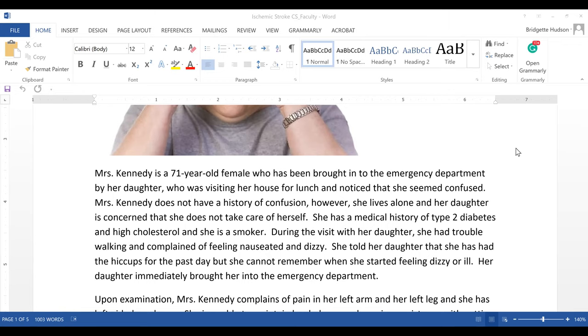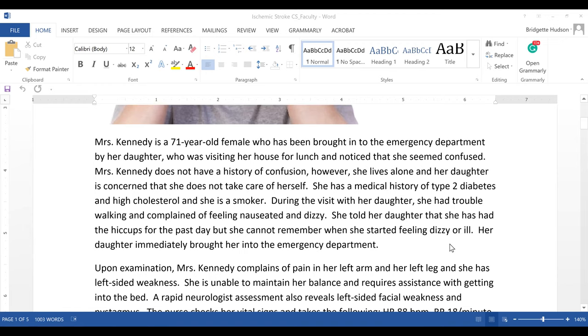During the visit, she had trouble walking. She complained of feeling nauseated and dizzy. That's a problem. She told her daughter that she has had the hiccups for the past few days, but cannot remember when she started feeling dizzy or ill. So now we have a change in mental status. Her daughter immediately brought her to the emergency room.